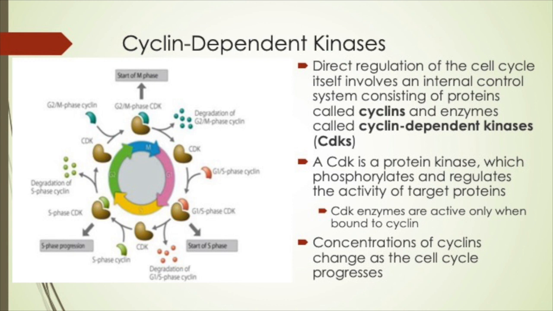Cyclin-dependent kinases. Direct regulation of the cell cycle itself involves internal control systems, called cyclins, and enzymes called cyclin-dependent kinases, or CDKs. This is a protein kinase which phosphorylates and regulates the activity of target proteins. Basically, if you don't have these working right, you're not going to have the cell cycle working right.